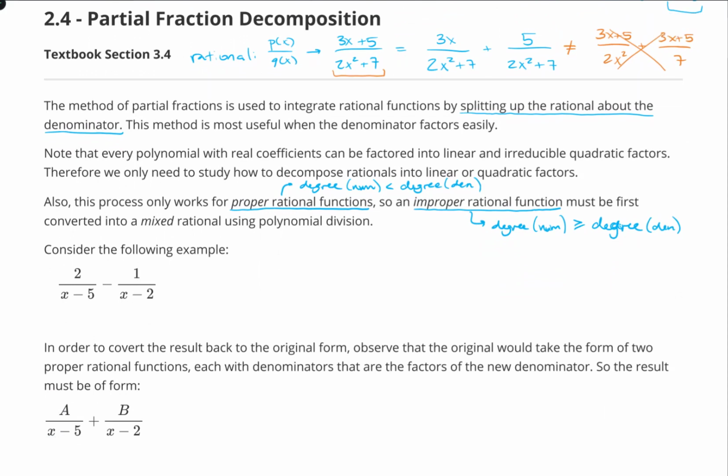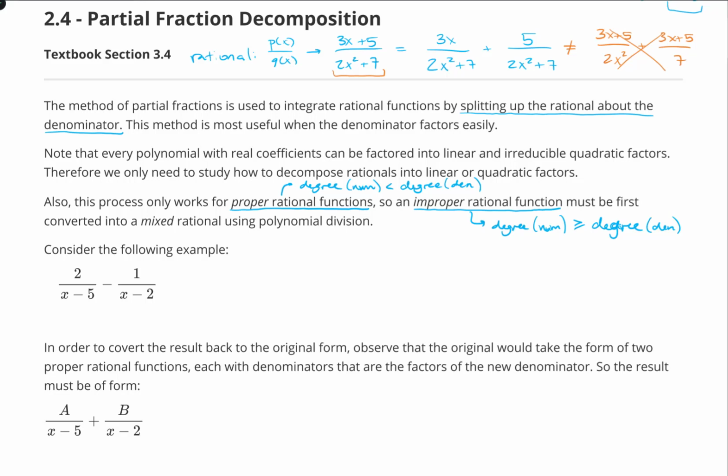Okay, so let's suppose I have this example here. 2 over x minus 5 minus 1 over x minus 2. Now, this is the sum of two different proper rational functions. The degree of the numerator is 0 because it's just a constant. The degree of the denominator is 1 because it's linear. So it's proper.